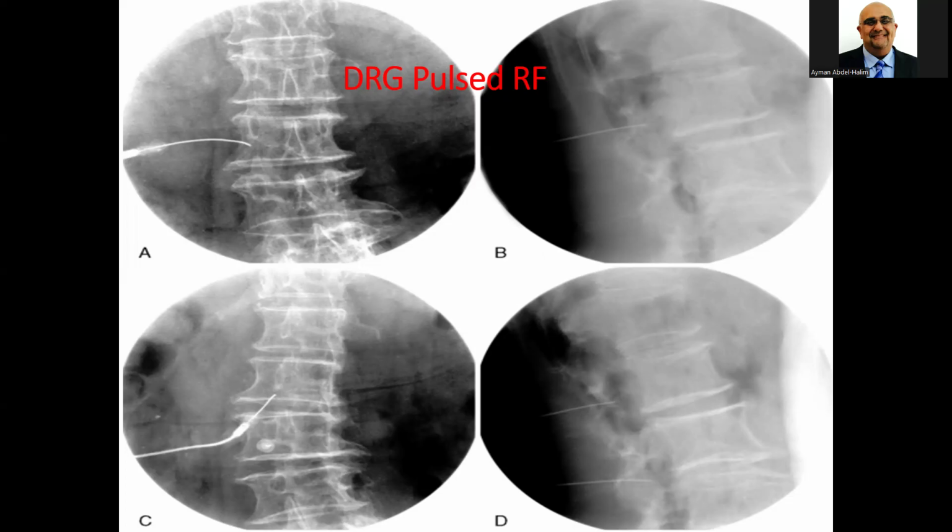And in fact, it will not cause any damage because the pulsed radio frequency temperatures are less than 42 degrees. So it doesn't cause any permanent damage. And that's why we use it when we do the DRG radio frequency. Do not use conventional in these situations. This is one of the main indications of pulsed radio frequency.